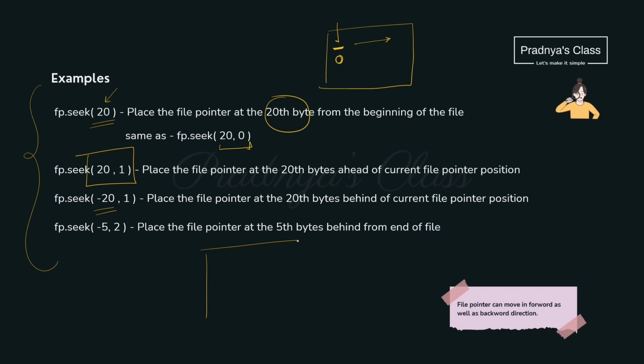In this mode, number 1 specifies the current location. Imagine you are here. From this position, you have to move 20 bytes further. If it is minus 20, you will come backward 20 bytes.